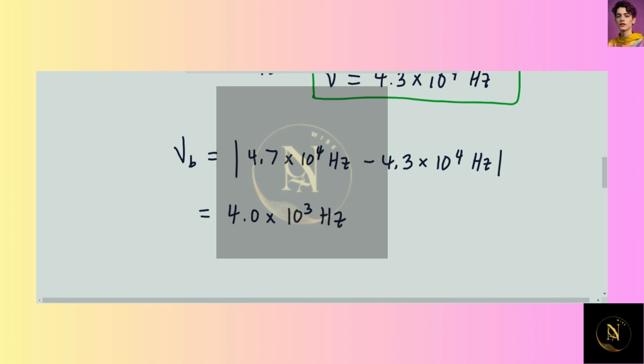That's just going to be the absolute value of the difference between those two frequencies that the bat hears. To get the beat frequency between two frequencies, you just have to subtract them. So that's going to give us 0.4 times 10 to the 4 hertz, or we can write that as 4 times 10 to the 3 hertz. So that is our beat frequency and our final answer.